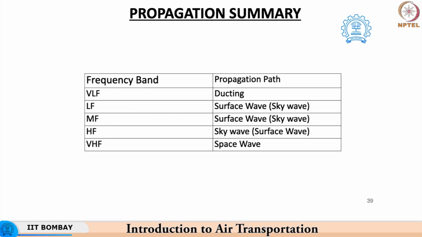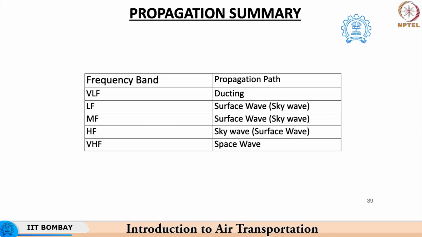So, this is a brief tabular summary of the propagation paths that are used for aviation. The VLF band basically makes use of the ducting mechanism, whereas the LF and MF frequency bands make use of surface wave propagation. The HF makes use of sky wave propagation, whereas the VHF makes use of space wave propagation to carry out the communication.